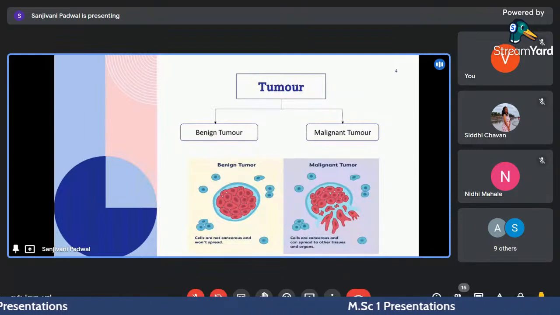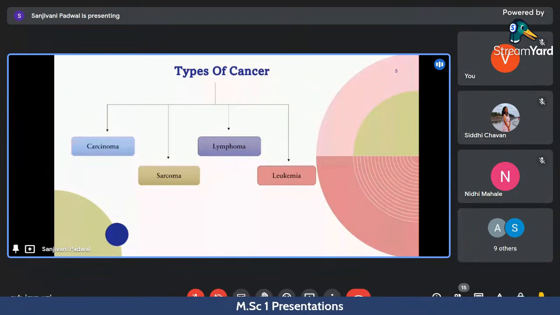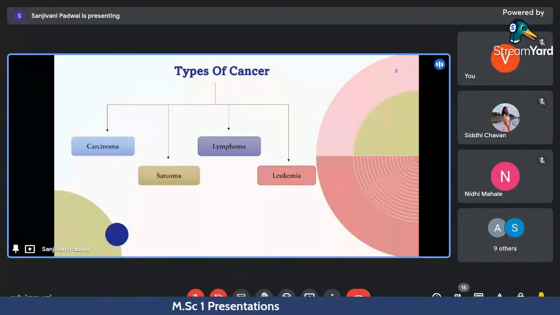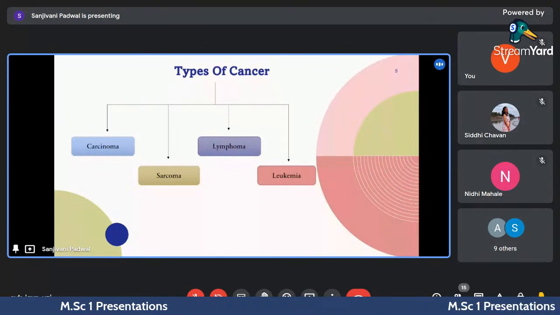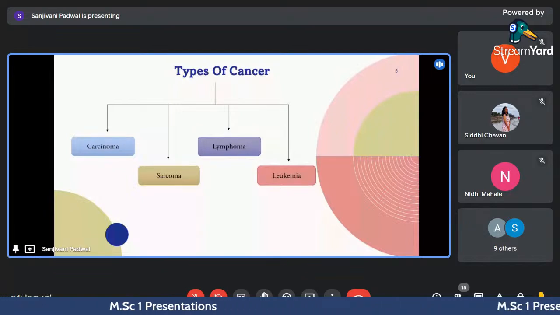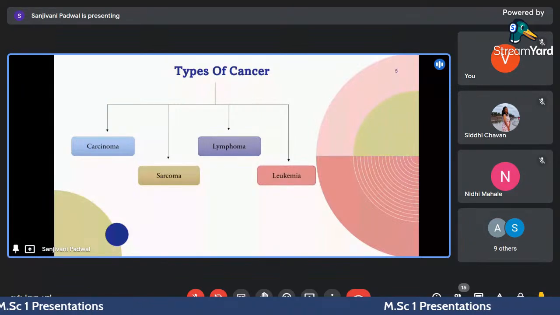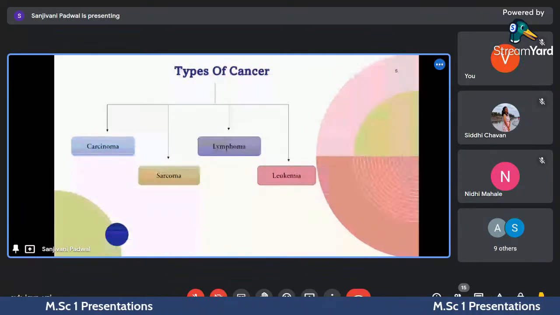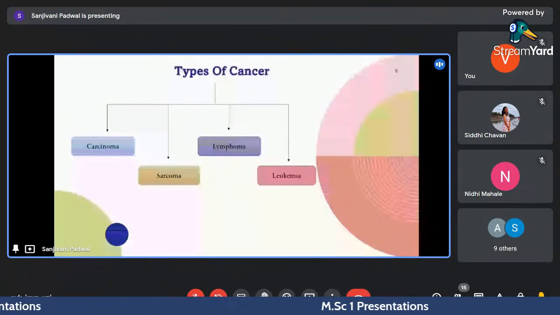Then types of cancers. Cancers are classified into four groups or types: first one is carcinoma, second is sarcoma, third one is lymphoma, and fourth one is leukemia. So let's see carcinoma. Carcinomas are tumors made up principally of epithelial cells of ectodermal or endodermal origin. They form solid tumors. They are the most common type of cancers.